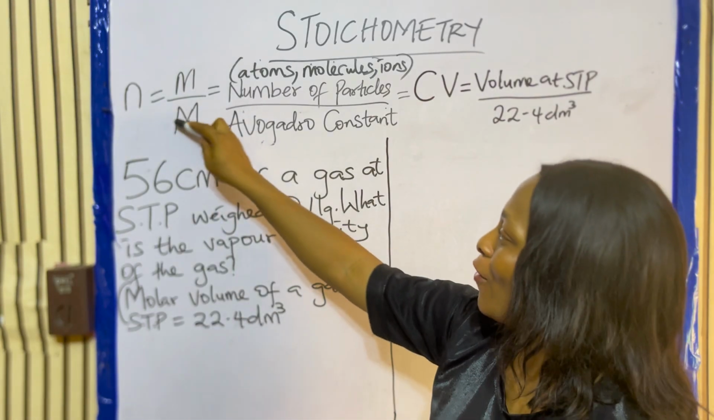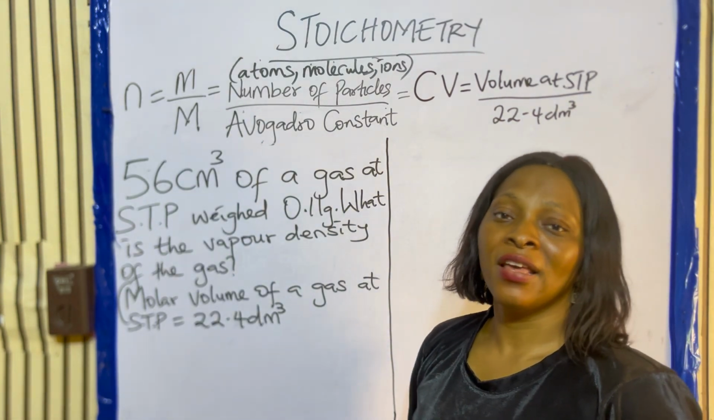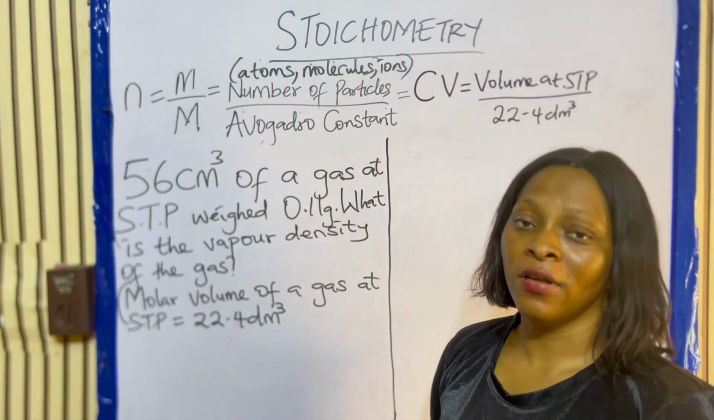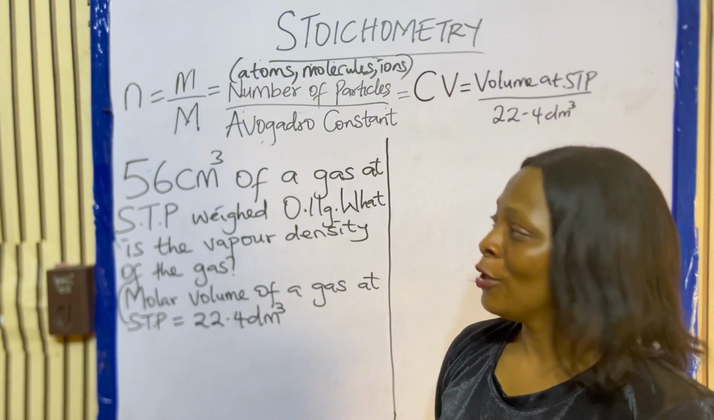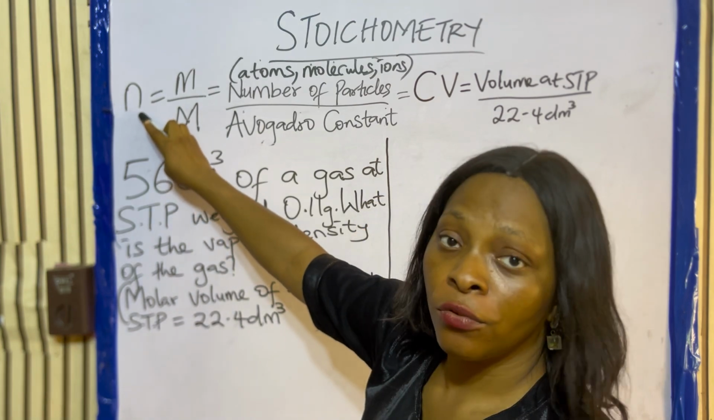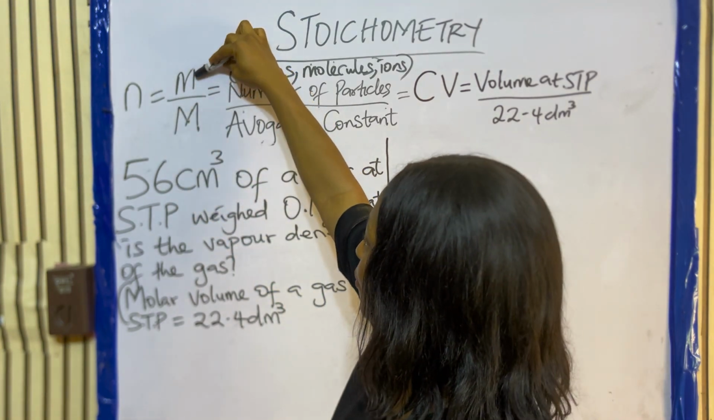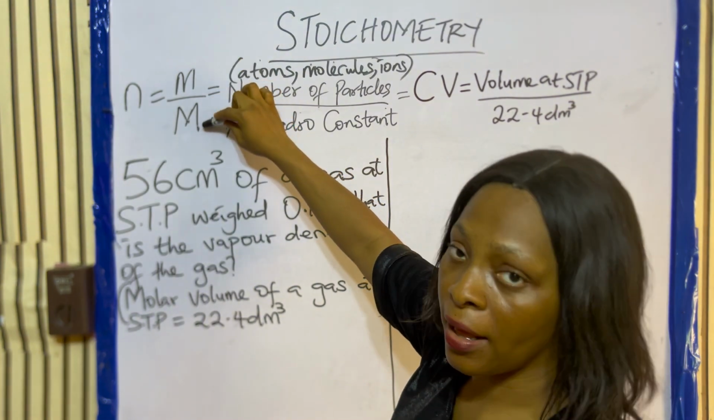Now we have some formulas here and I would like us to memorize these formulas because it is going to help us to solve at least 50% of questions in stoichiometry. So the formulas are: N stands for number of mole. Number of mole is equal to mass in gram over molar mass.